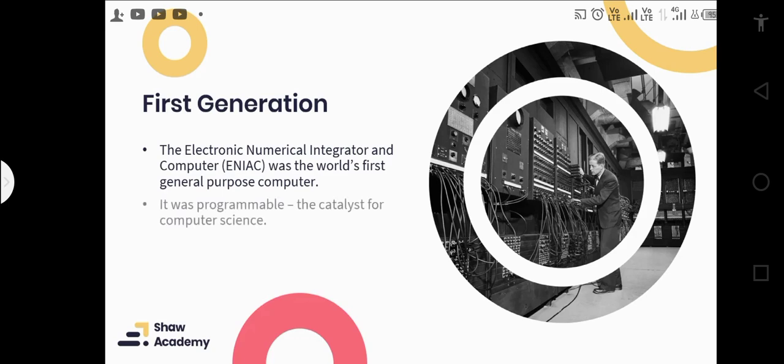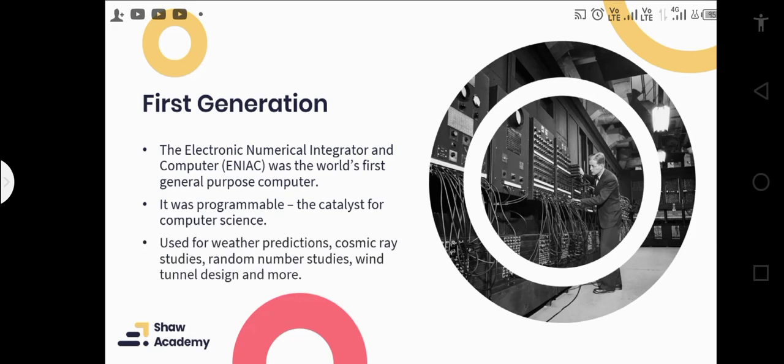Around that time, it was exciting because it was programmable, and that makes it interesting for us as well, as it brought about computer science. This also meant that it could be made to do many different things. It was used for weather predictions, cosmic ray studies, random number studies, and wind tunnel design, to mention a few. The ENIAC could do 5,000 additions, 357 multiplications, or 38 divisions in just 1 second.